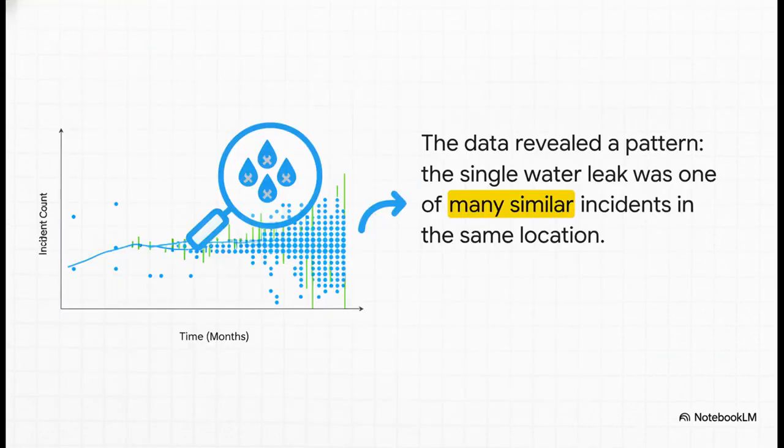And this brings us right back to our hero request. On the dashboard, a manager notices something fascinating. That single water leak from Building A? Well, it wasn't a one-off incident. The data reveals a recurring pattern of similar leaks, all in the exact same location. This points to a systemic issue that needs a permanent fix, not just another patch job.